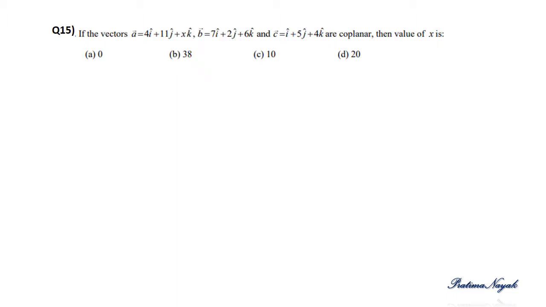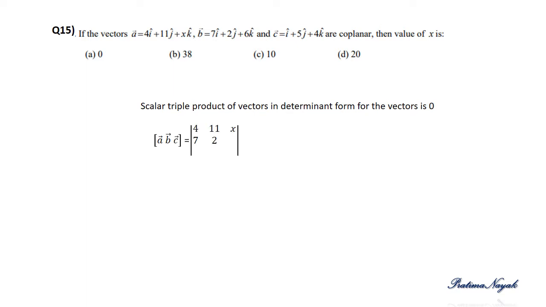If the vectors A vector 4i cap plus 11j cap plus xk cap, B is equal to 7i cap, 2j cap and 6k cap, and C is equal to i cap plus 5j cap plus 4k cap are coplanar, then the value of x is? Options are given. Now the scalar triple product of the vectors we can get from the determinant. So 4, 11, x, the A vector, is written in the first line, and 7, 2, 6 and 1, 5, 4. This is equal to 0. So solving this we will get x equal to 10. So C is the answer.